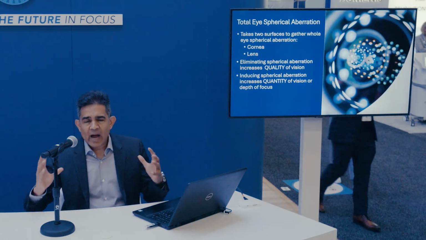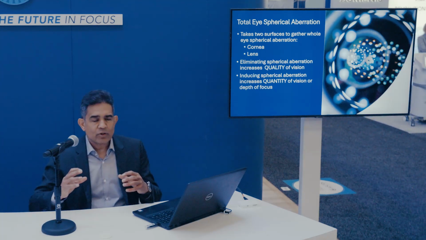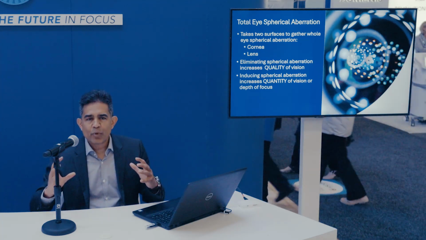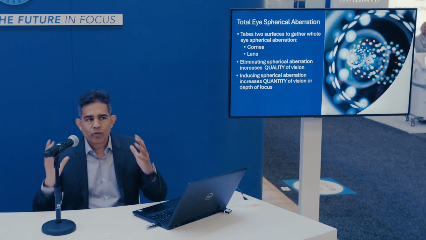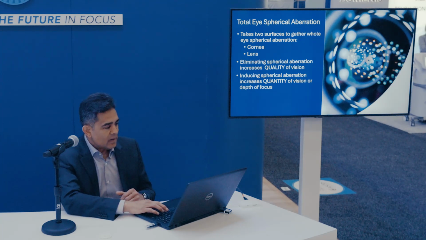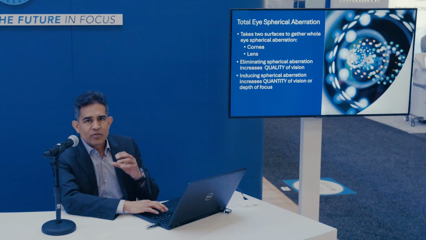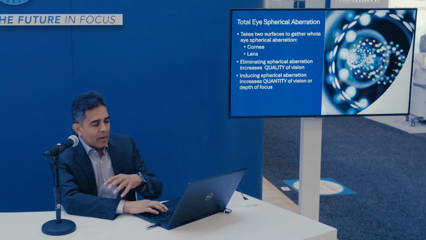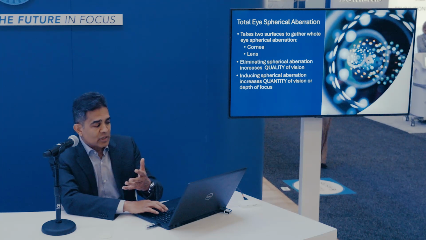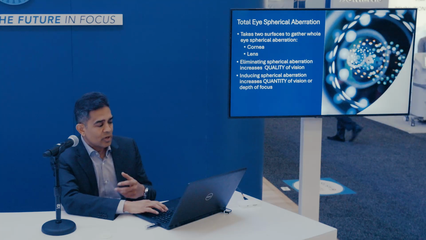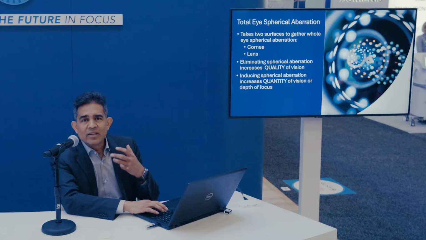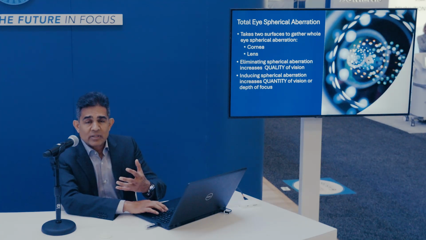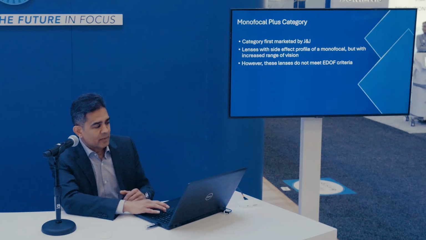So if I look at the entire eye, spherical aberration is broken down into two surfaces dealing with both the cornea and the lens. And we have to look at the overall spherical aberration of each of those entities to look at the overall eye level of spherical aberration. Basically, as we reduce the amount of spherical aberration, we increase the quality of vision. Thereby, in the opposite way, when we increase spherical aberration, we potentially can decrease the quality of vision. At the same time, inducing spherical aberration increases the quantity of vision or depth of focus. So like I said before, sort of a balancing act here.